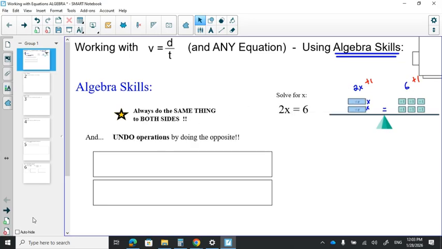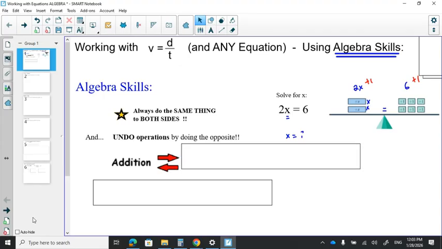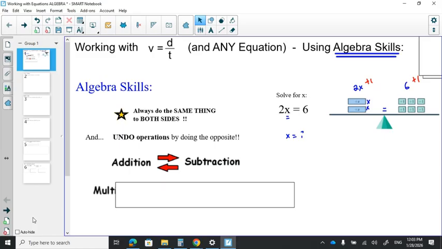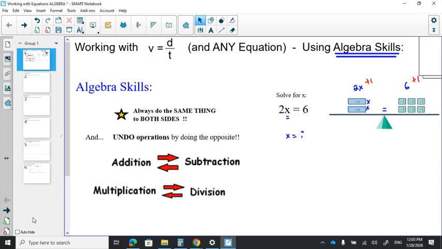And the other main thing is to recognize that we want to undo everything around the variable that you're looking for, in this case x. We want to get x all by itself, right? And so if we can get rid of that 2, then we'll have just what x is, and on the other side it'll be the answer that x is equal to. So the process you do is you undo operations by doing the opposite. And so addition and subtraction undo each other, and multiplication and division undo each other.